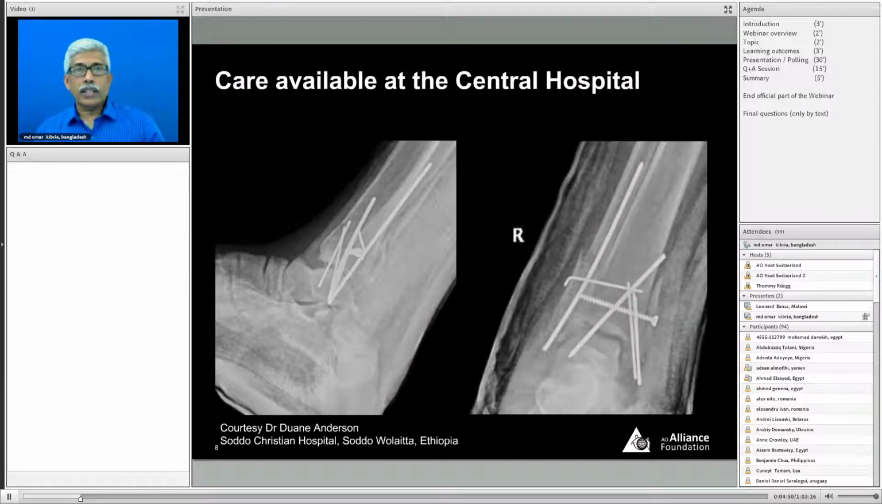So you see, after the patient, whose x-rays I had shown you, reached the central hospital, after 3 weeks he was taken care of, but look at the implants. They have used malleable wires. There is only one screw, no plates. You can even see they had to transfix the ankle joint with a K-wire to maintain the reduction. So this is the present day scenario in low-income countries.